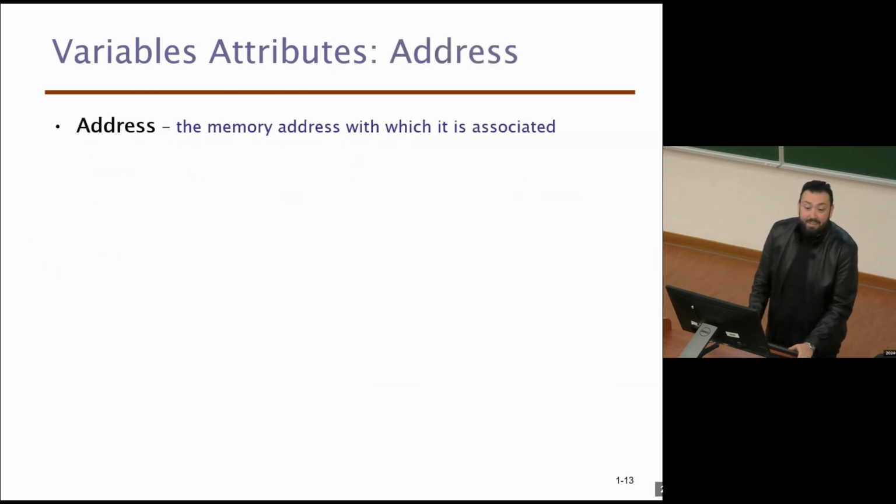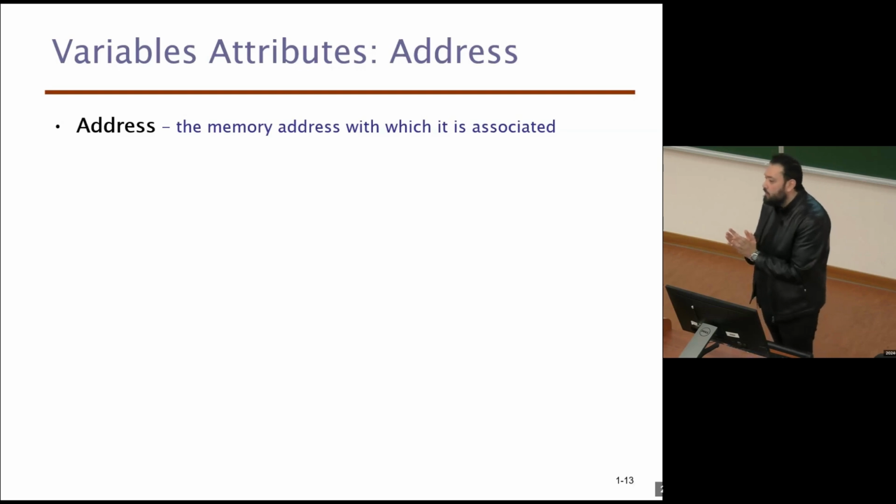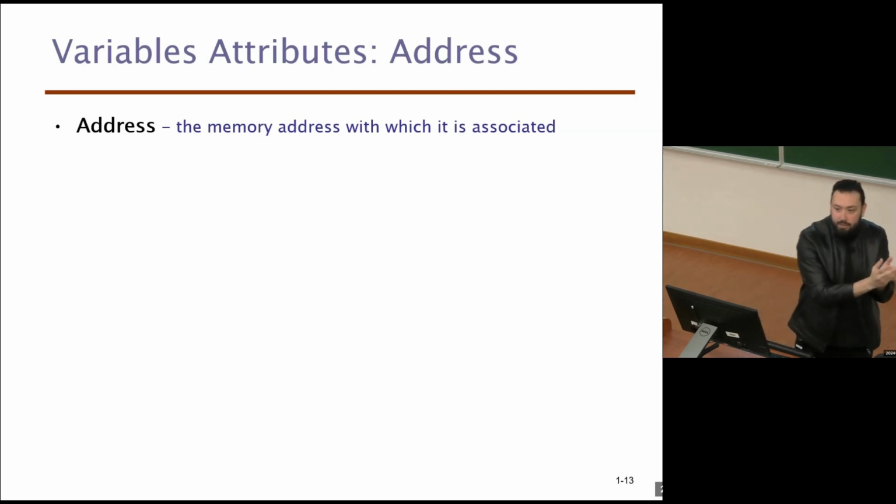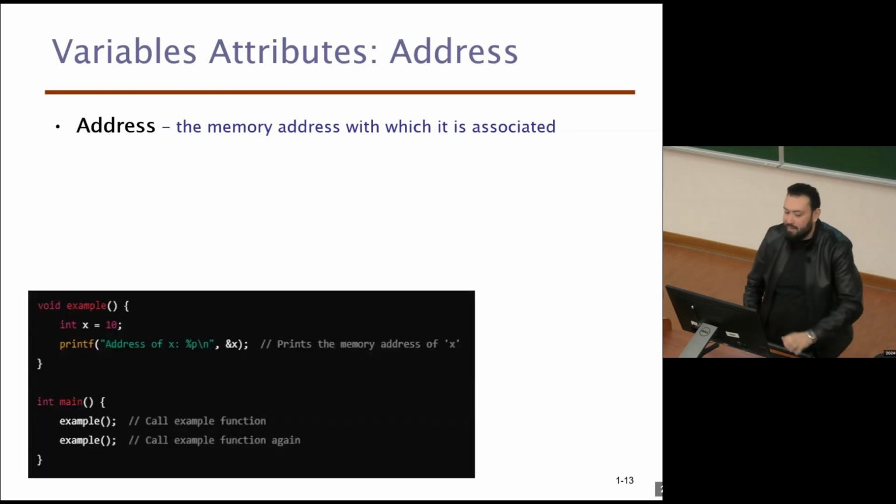Now, the other attribute of a variable is the address. Address is very clear. What do you mean by address? Let's say you're storing this variable. Where are you storing it? In the memory. So what do you need to access this memory? You need the address, as simple as that. We know that from data structures.